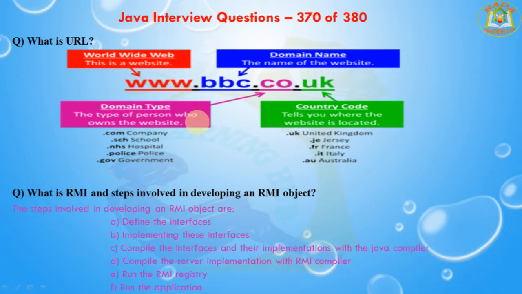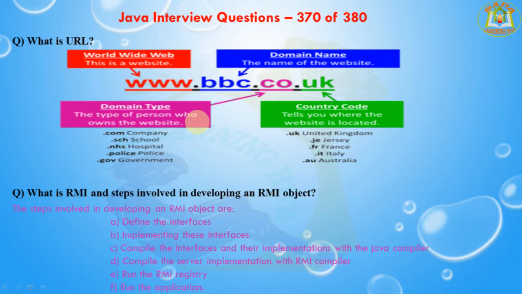The next question is: what is RMI and what are the steps involved in developing an RMI object? Remote Method Invocation allows a Java object that executes on one machine to invoke the method of a Java object executing on another machine. The steps involved in developing an RMI object are: define the interfaces and implement these interfaces, compile the interfaces and their implementations with the Java compiler, compile the server implementations with the RMI compiler, run the RMI registry, and run the application.